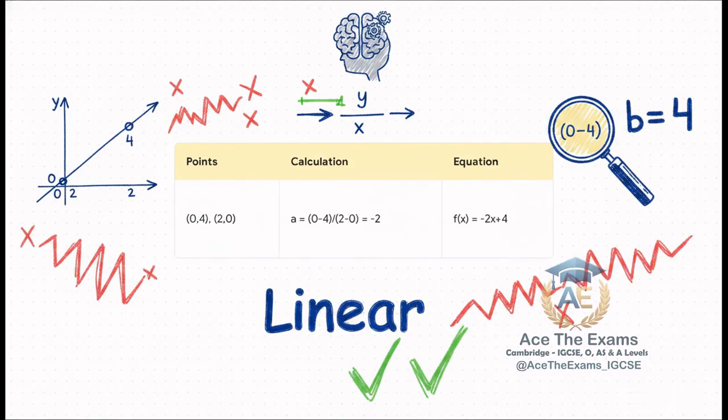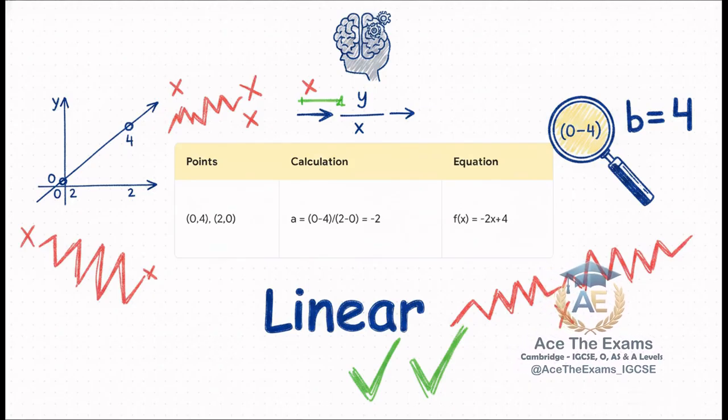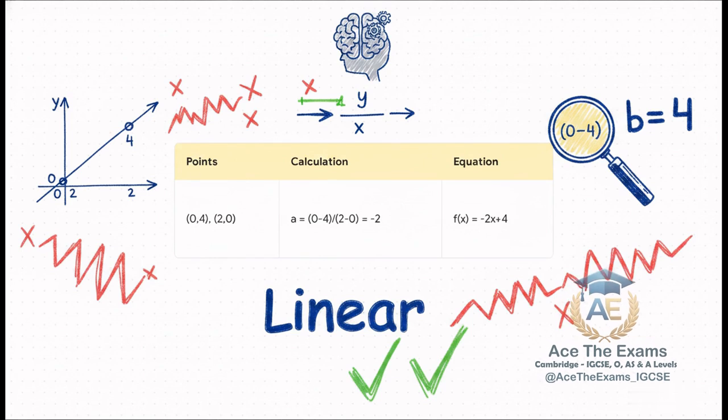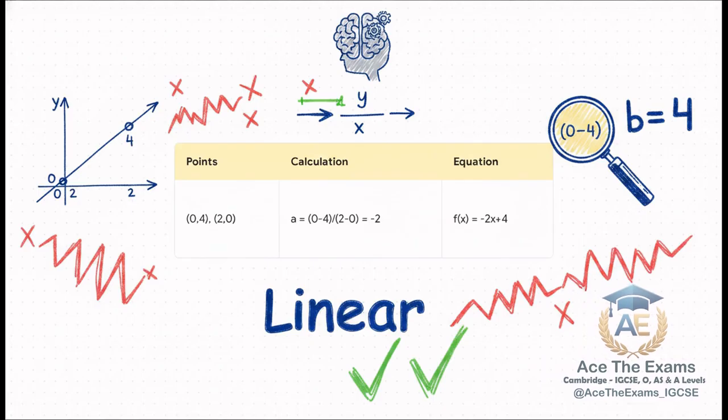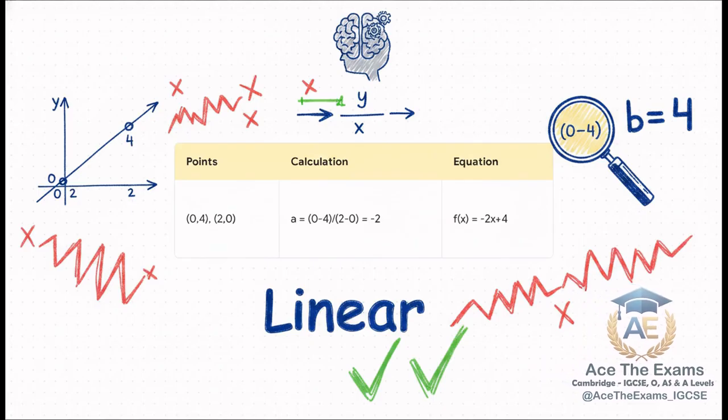Great. And the y-intercept? It's literally screaming at us right from the coordinate (0, 4). Since x is 0, b is just 4. Put it all together, and f of x equals negative 2x plus 4. Just like that, in a matter of seconds, Alex's frantic red pen marks transform into solid, confident green check marks.